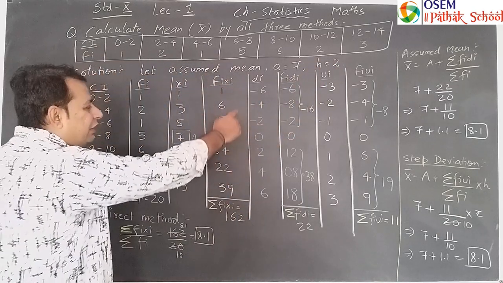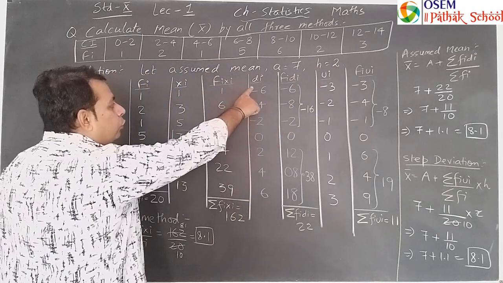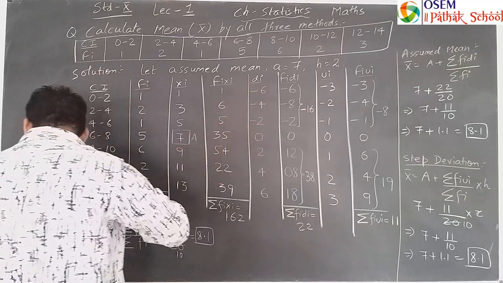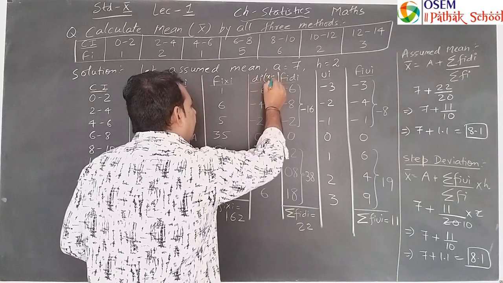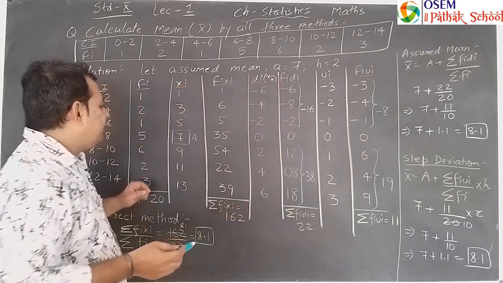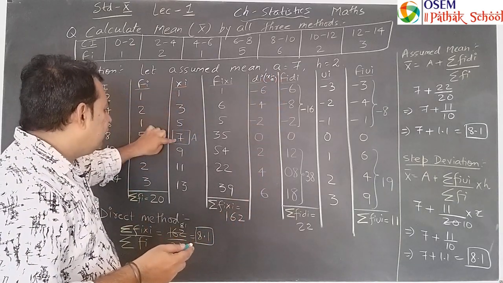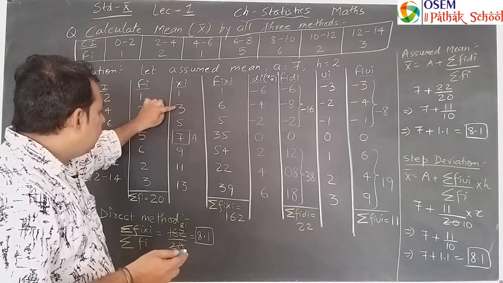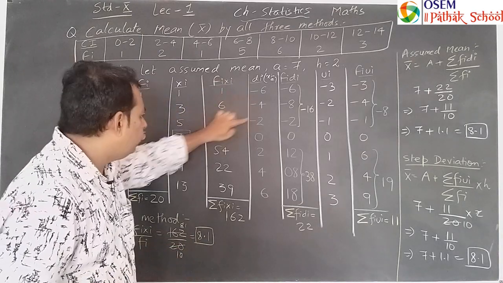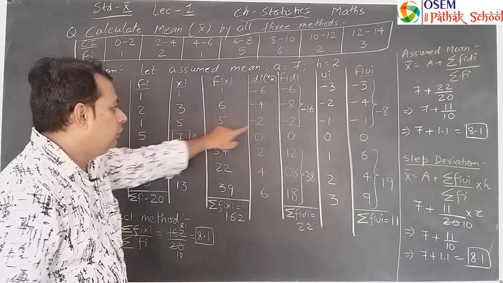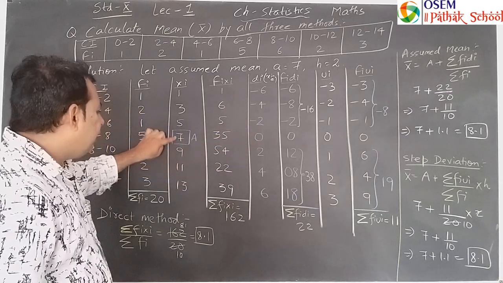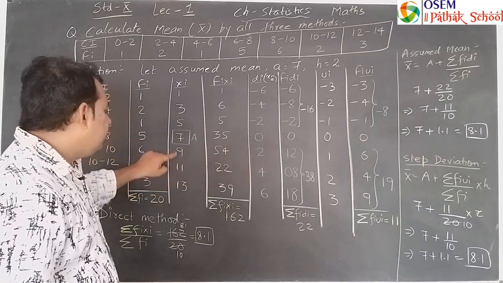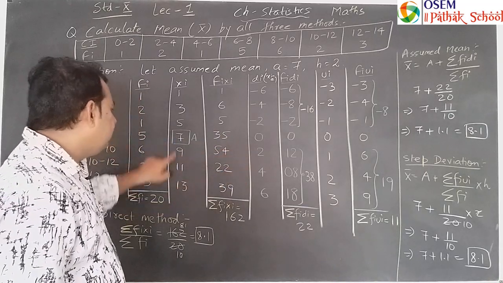Now I am taking out the Di. How to do Di? That is Xi minus A. I am showing you over here, it is written Xi minus A. So what is Xi? That is 1 minus 7, minus 6; 3 minus 7, minus 4; 5 minus 7, minus 2; 7 minus 7, it will be 0; 9 minus 7, 2; 11 minus 7, 4; and 13 minus 7, 6.